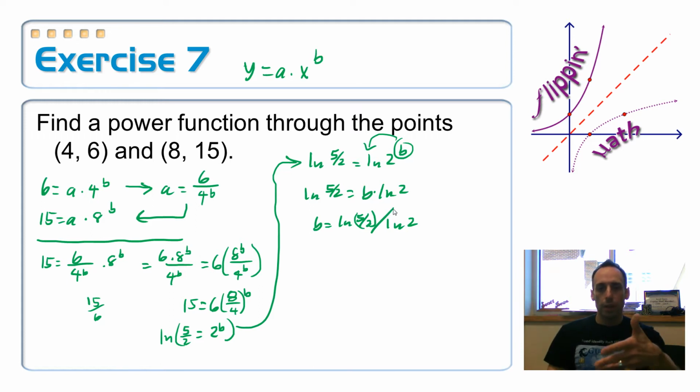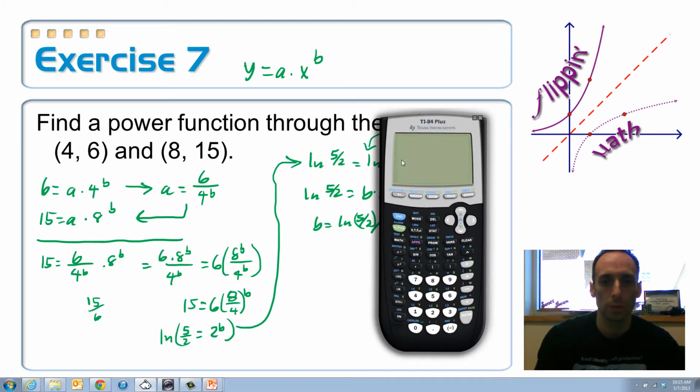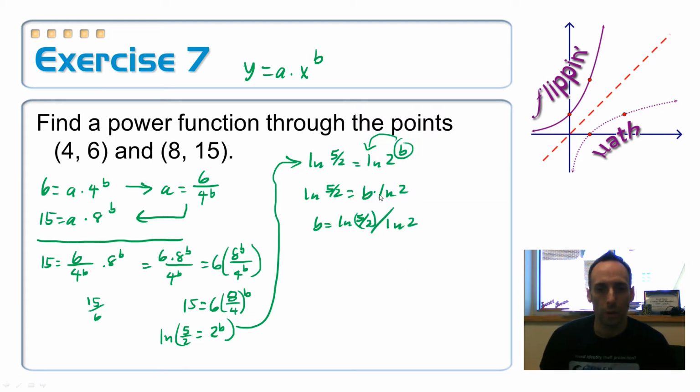And notice that would have been how we would have changed the base if we would have taken the natural log of 2. So calculator time. Natural log of 5 divided by 2, close those parentheses, divided by natural log 2. Close them again. And I get about 1.3. So our b value, our exponent, is about 1.3.